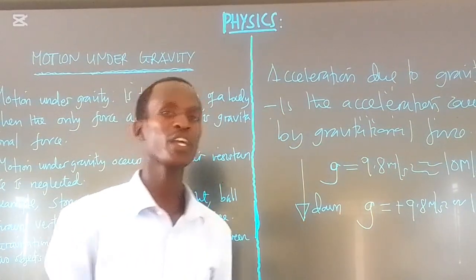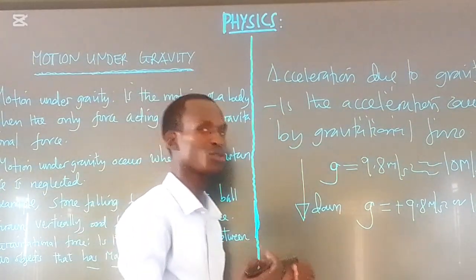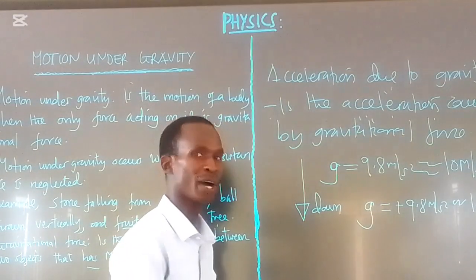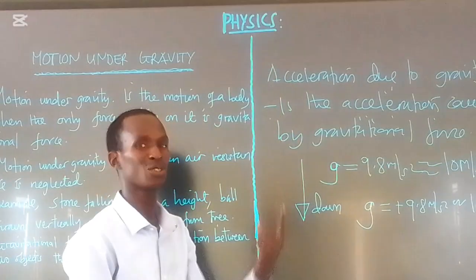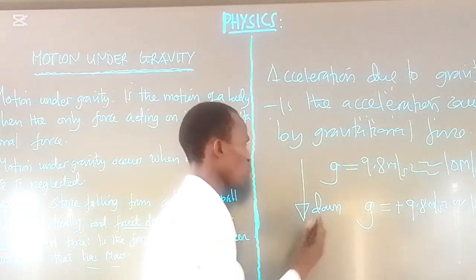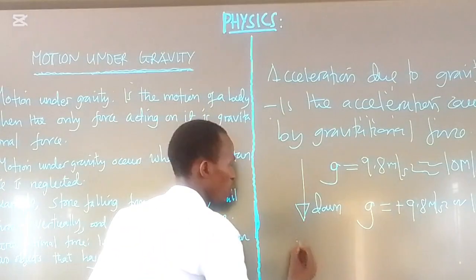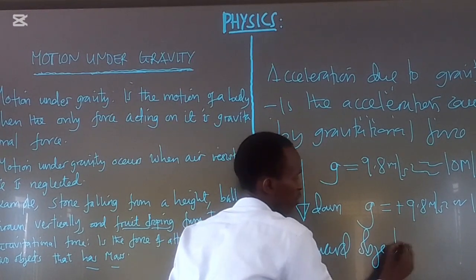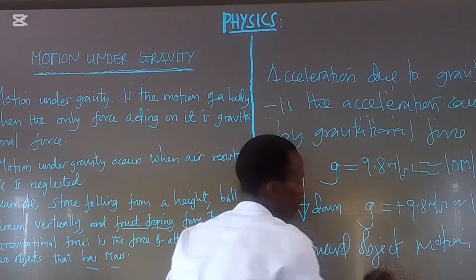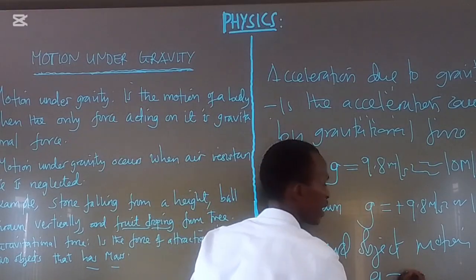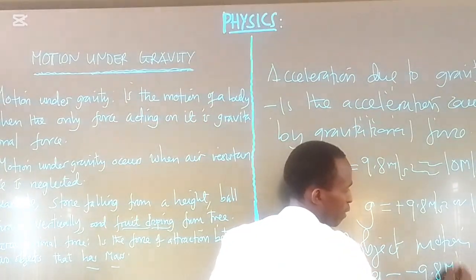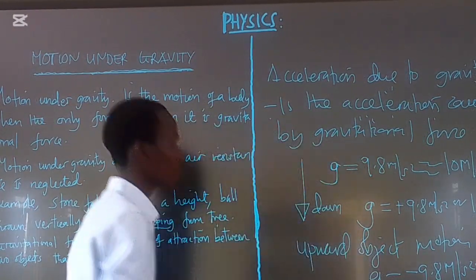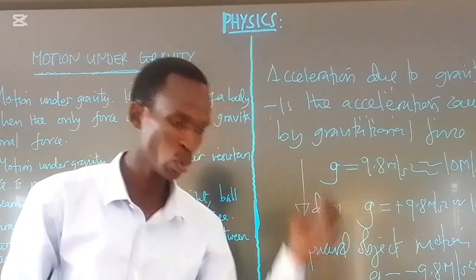But when an object is moving upward, it tends to oppose the force of gravity. The force pulls downward, but when an object moves upward, it opposes that acceleration due to gravity. So for an object moving upward, the value of acceleration due to gravity is negative 9.8 meters per second squared, or 10 meters per second squared. So this is the value of acceleration due to gravity.